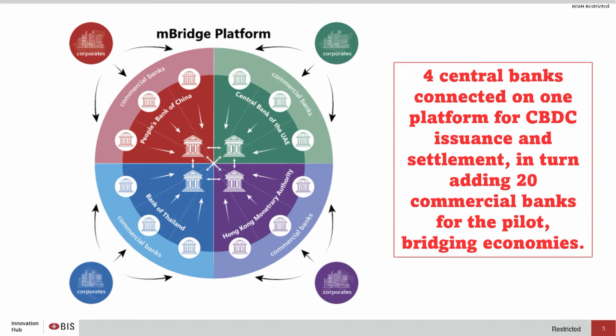Of course, you can see from the slides, there are 4 central banks or monetary authorities at the core connected on one platform for the CBDC issuance and settlement. And in turn, we add 20 commercial banks for the pilot bridging economies. And of course, it's not a prerequisite for participating central banks or monetary authorities to have their own domestic CBDC system before they can join the mBridge. And then mBridge can dock with both CBDC network and existing payment systems like RTGS or FPS. Therefore, it could interoperate with existing financial infrastructure.